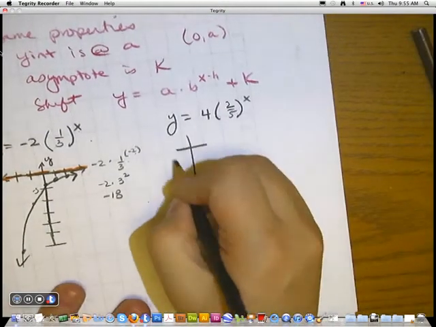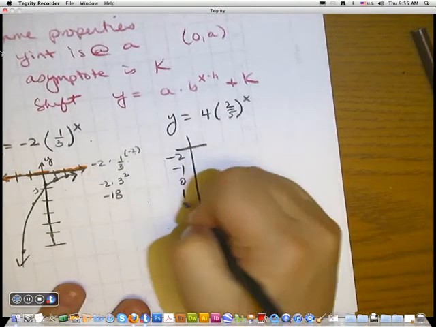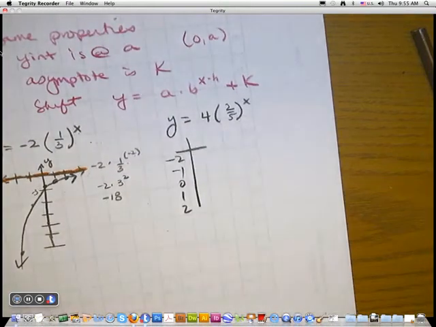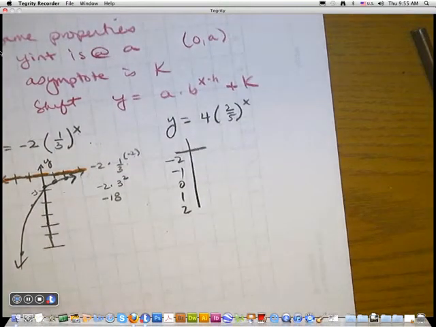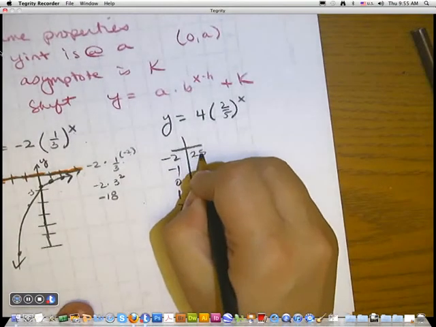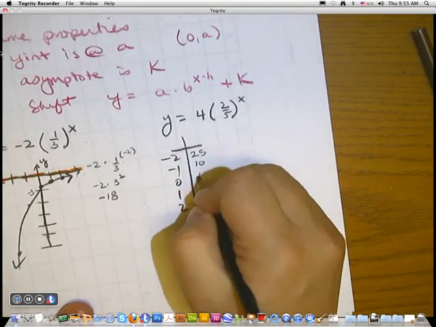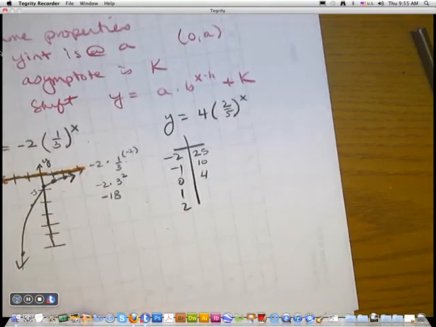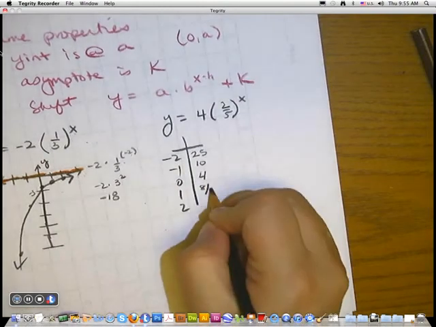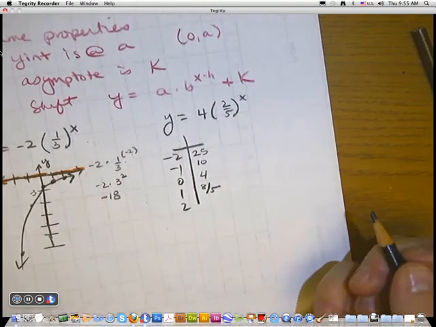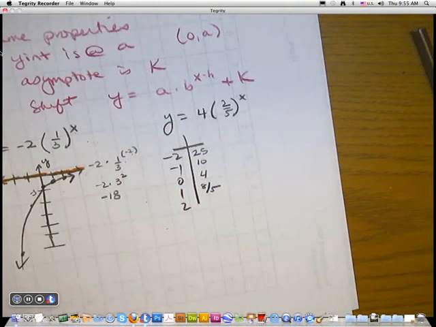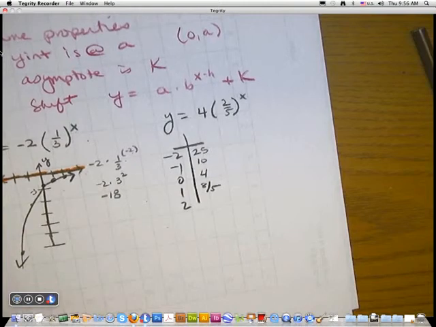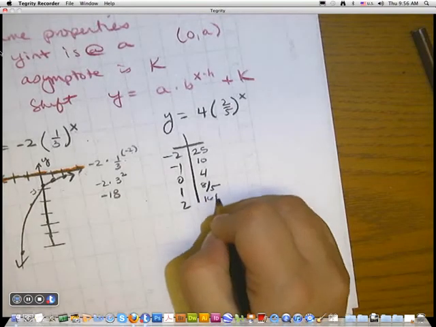All right. You should have set up your t-table as negative 2, negative 1, 0, 1, and 2. When you plug in your x and y values, negative 2 would have given you 25, then 10, 4, 8/5, and then put in the 2, which is 16/25.